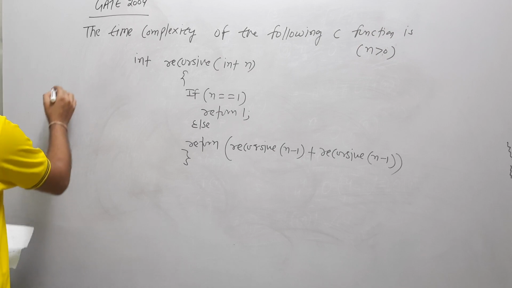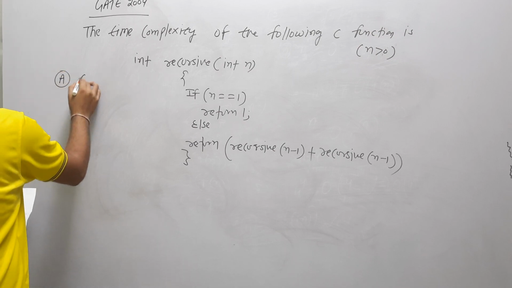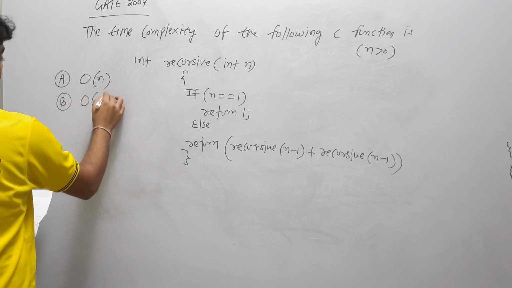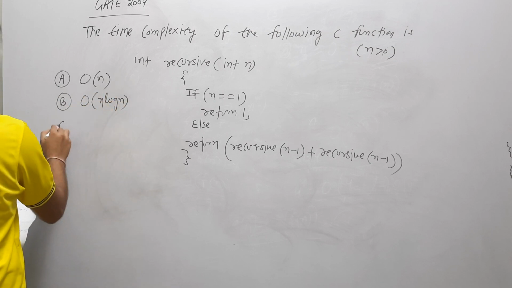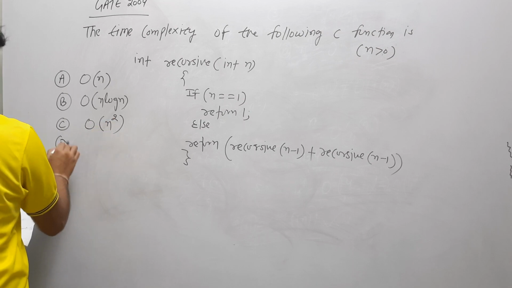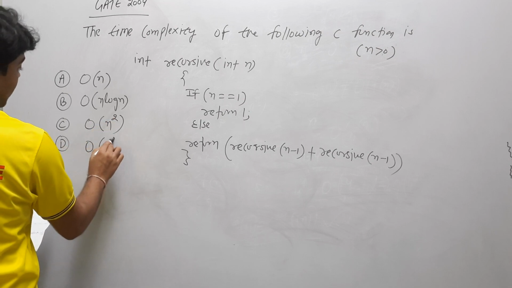These are the options given here. What are the options? A, order of n. B, order of n log n. C, order of n squared. And D, order of exponential.